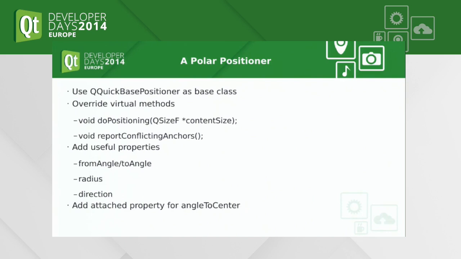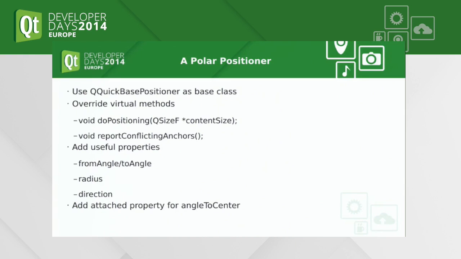The doPositioning method is called whenever a new child element has been added to the positioner, or if it is removed. So inside the doPositioning method, you have to do the calculation where all the child elements of this positioner should go inside the coordinate system.